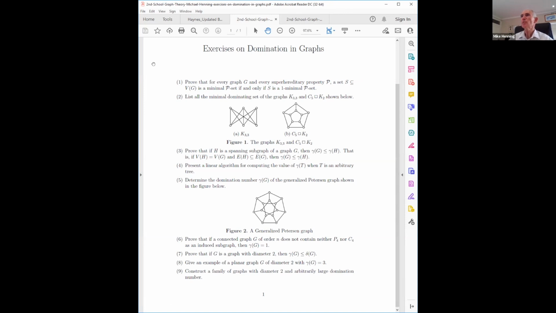So maybe let me stop sharing and start sharing on the first property. Remember, we looked at minimal sets. Now, domination is super hereditary. So it's a very, very useful property of a minimal P set, that it's minimal if and only if it's 1-minimal. Because you don't have to check every proper subset, you just check those of cardinality 1 less. So let's just prove number 1 first.